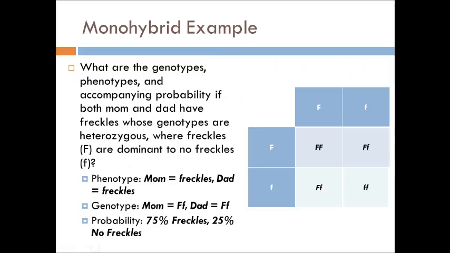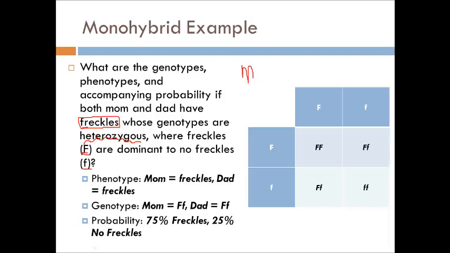Okay, so let's look at a couple of examples. The first question: what are the genotypes, phenotypes, and accompanying probability if both mom and dad have freckles whose genotypes are heterozygous, where freckles, which is big F, are dominant to no freckles, which is little f? So first thing you've got to do is go through and underline the phenotype. We know that they have freckles, and it tells us that it's heterozygous.